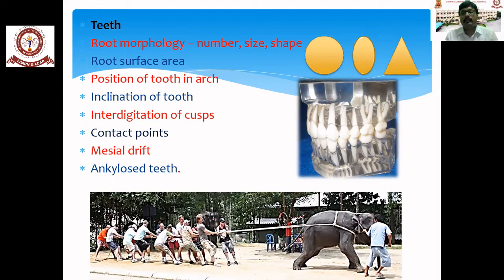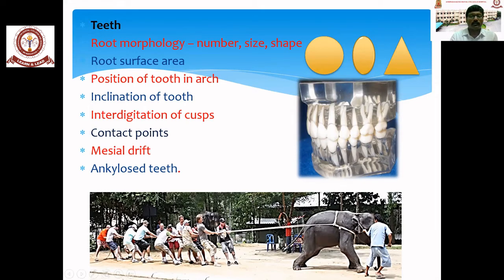Regarding shape, the triangular one offers better anchorage, next is the oval, and the least anchorage is offered by the round one. Then the root surface area: the larger the root surface area, the better the anchorage. After that, the position of the tooth in the arch. The farther the tooth used as anchorage, the better the anchorage. And then the inclination of the tooth.